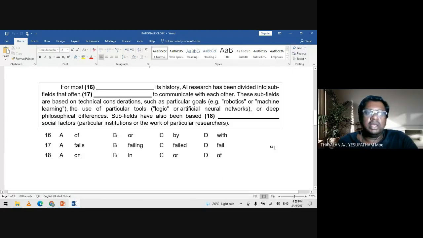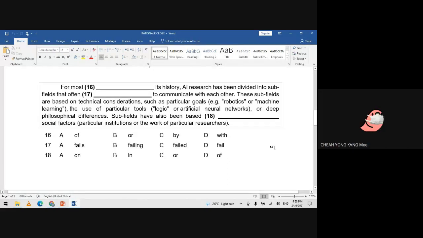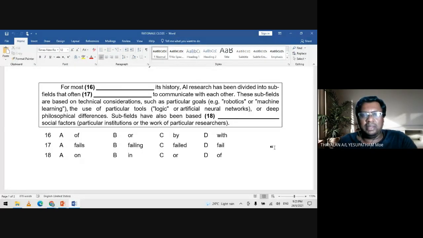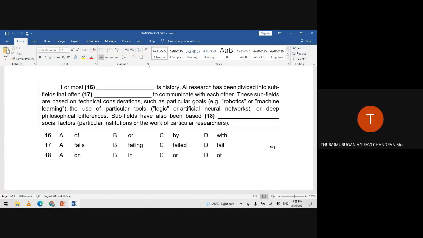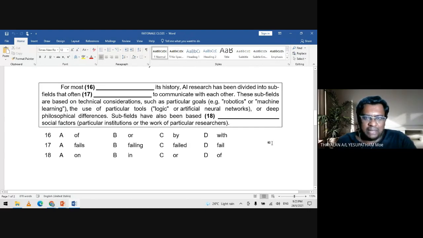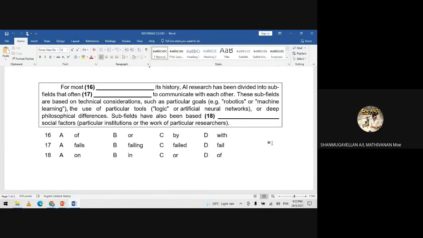All right, thank you so much. Okay, now for most of its history, AI research has been divided into subfields that often fail. Look at the term: has been divided is present perfect, isn't it? It's a present perfect tense. Has been divided into subfields that often, subfields plural.